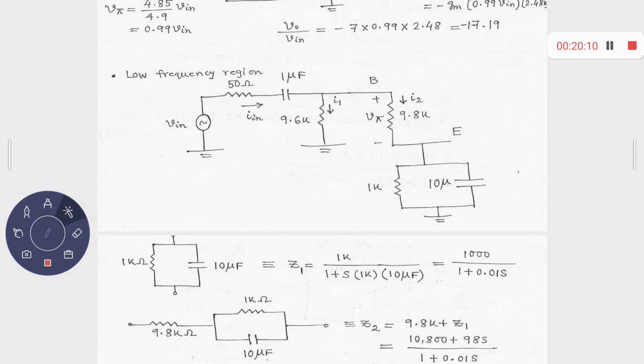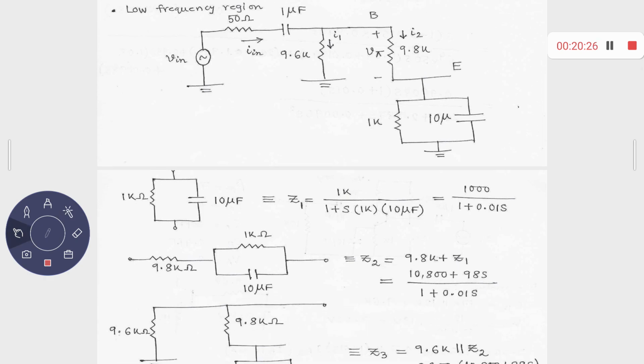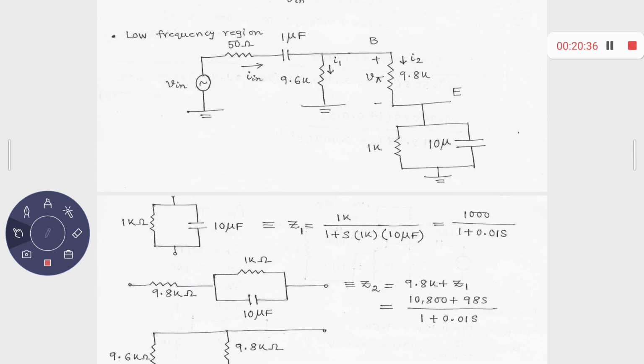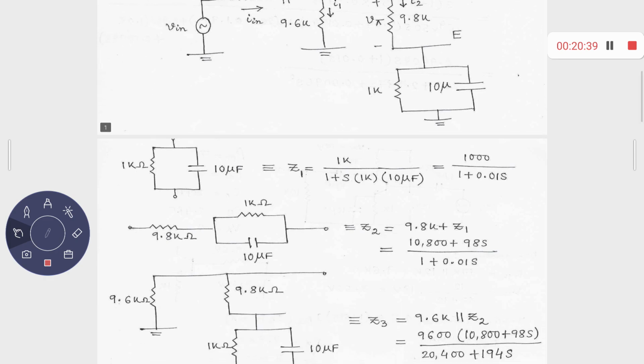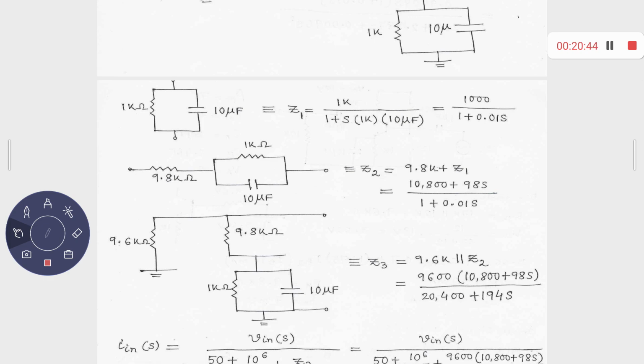Basically, we are calling this Z1, and this Z1 is coming in series with this 9.8K. In series, so I can call it a new impedance, let it be Z2. That is 9.8K plus Z1, that is 10,800 plus 98S upon 1 plus 0.01S. Very simple calculation. Right? And then this entire thing is coming in parallel with this another 9.6K over there. So let me call this impedance Z3. That is coming out to be 9600 multiplied with this one divided by this one.